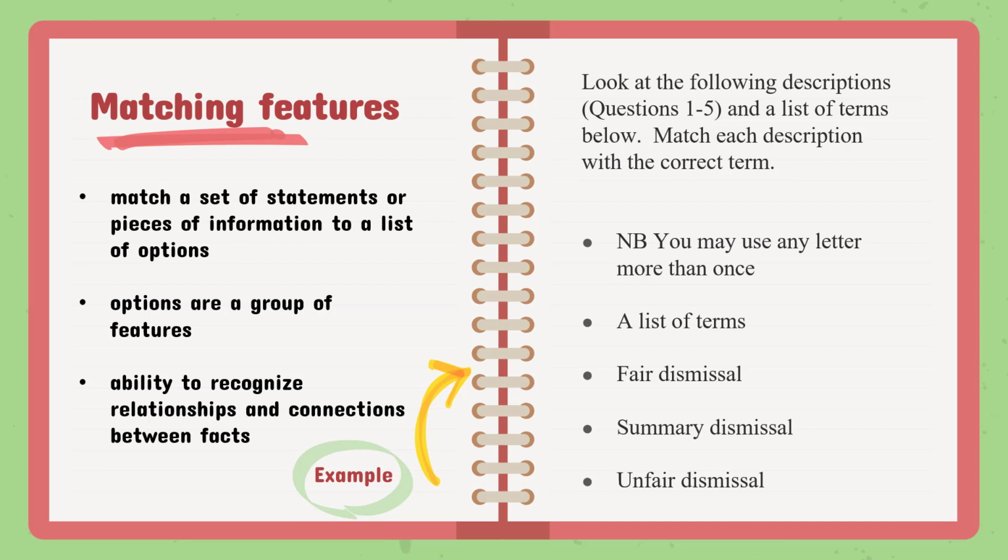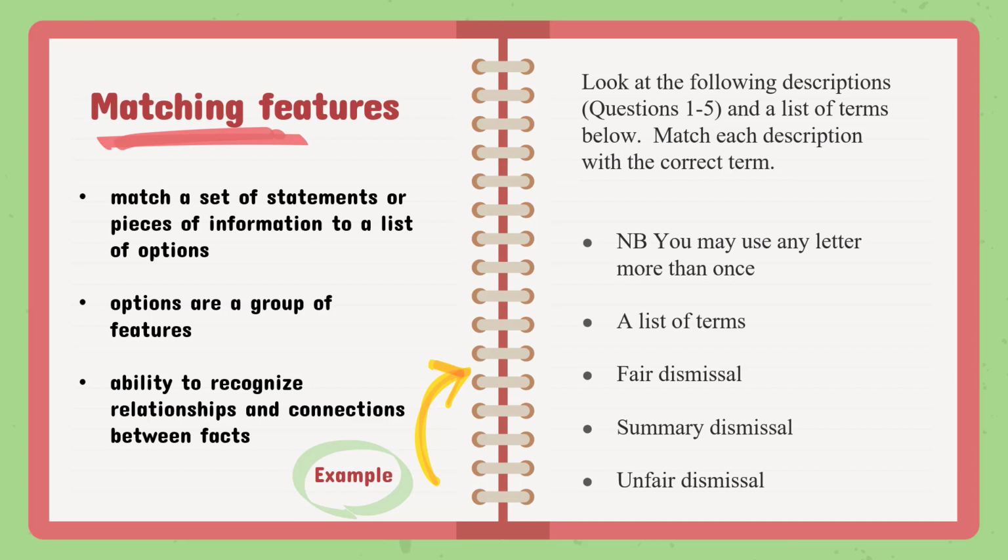Options are a group of features, and the ability to recognize relationships and connections between facts is actually the most important ability here. Again, if you know how to connect different ideas in your text, you're gonna have no problem with answering the question here.